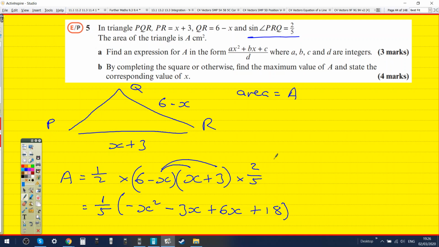And then do I just need to do minus x squared plus 3x plus 18 over 5? Yeah. That's it. And B.